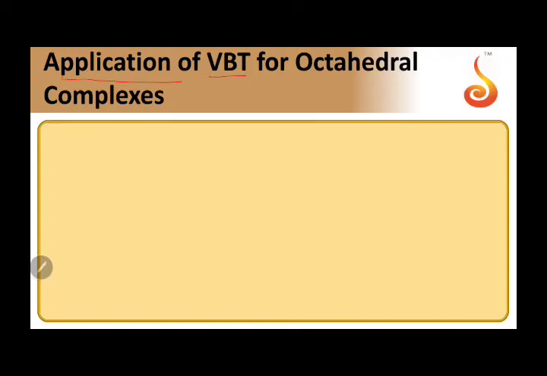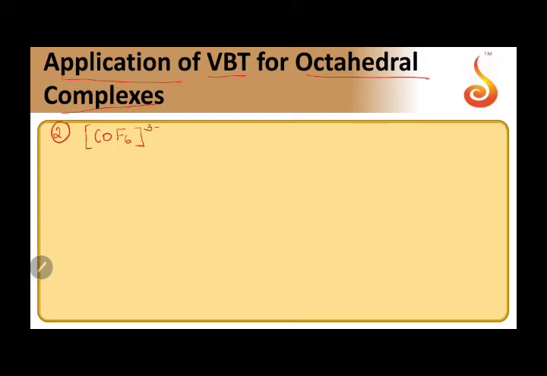Application of VBT, valence bond theory, for octahedral complexes. Let's take the second example, CoF6 3-. According to valence bond theory, first we should write the electronic configuration of cobalt in its oxidation state.